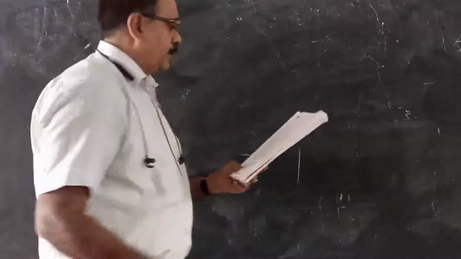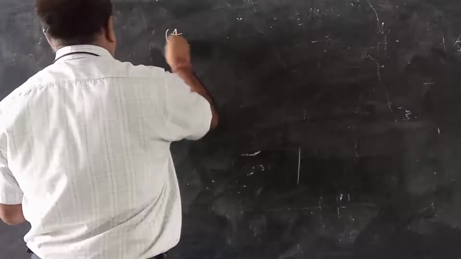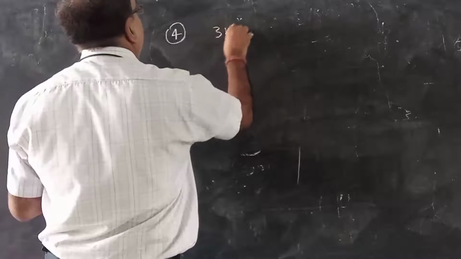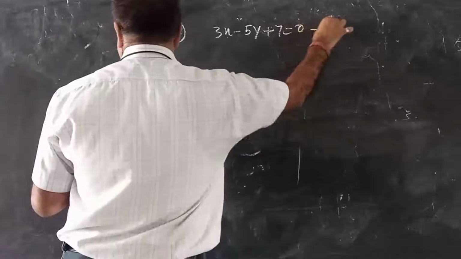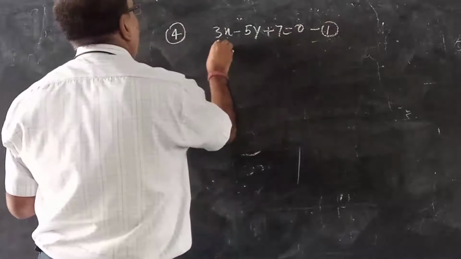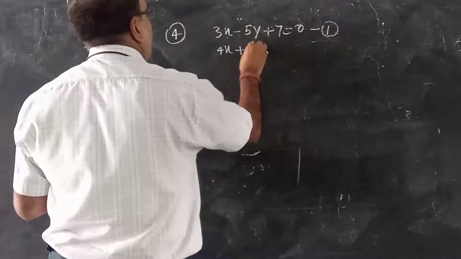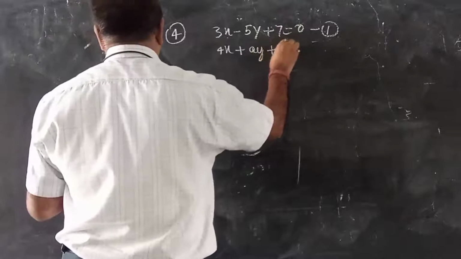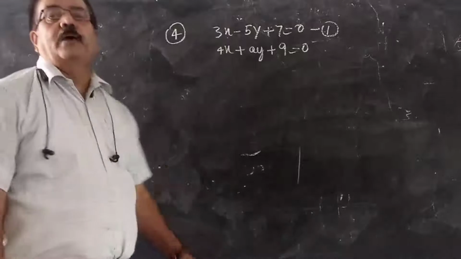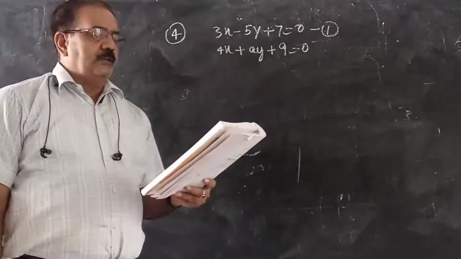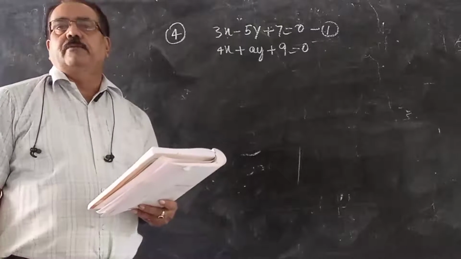Question number 4. 3x - 5y + 7 = 0 is the first equation, and 4x + ay + 9 = 0; the two lines are perpendicular to each other. Then we have to find the value of a. This question was in the board examination 2018.